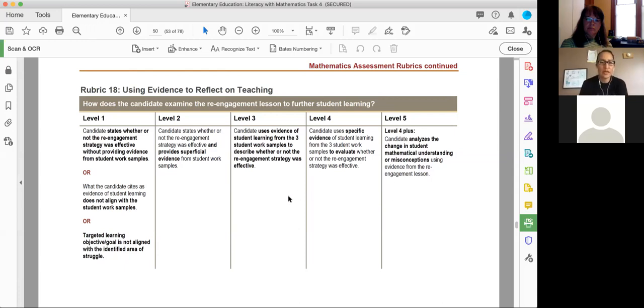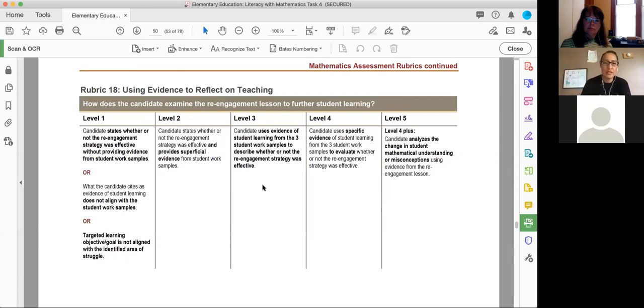Level 2 says candidate states whether or not the re-engagement strategy was effective and provides superficial evidence of student work samples. Okay, so that word superficial is important because you might have included work samples, but if they didn't really show anything, then you're gonna get a 2. They see that you did the lesson, they see that you had submitted work samples, but if there's no substantial explanation there or alignment, then you're gonna get a 2 and that's not passing. So we want to go at least up to 3. We're striving for 5, right? But let's look at 3.